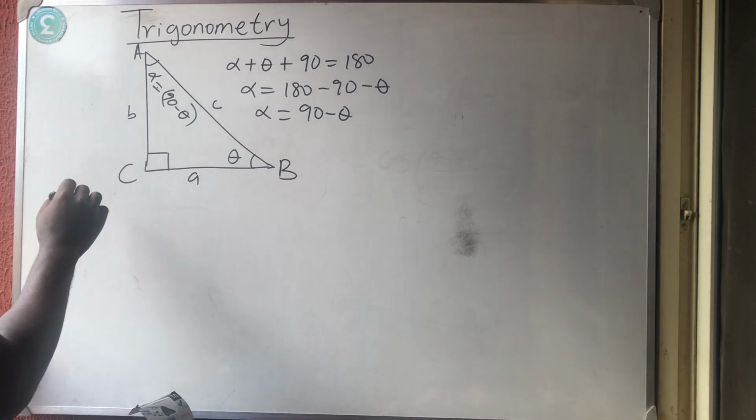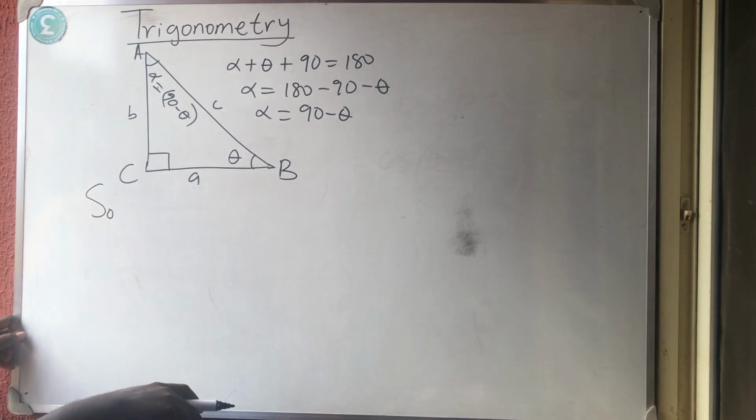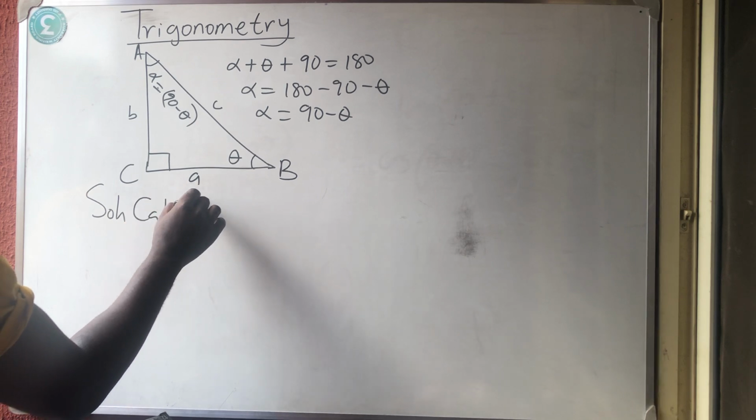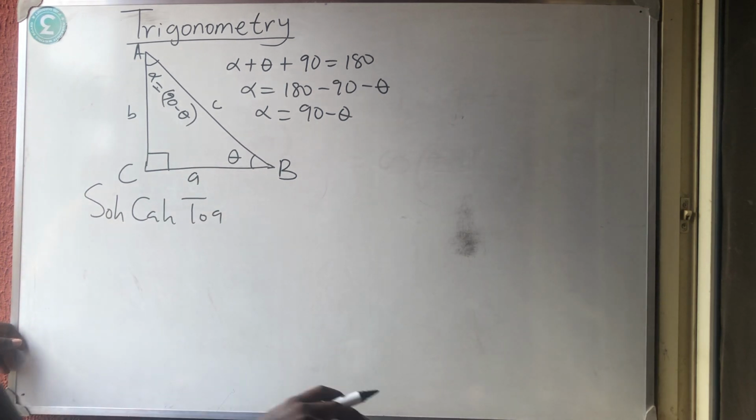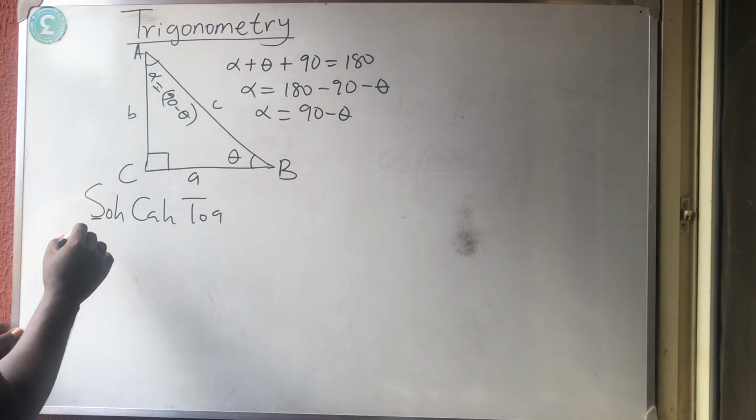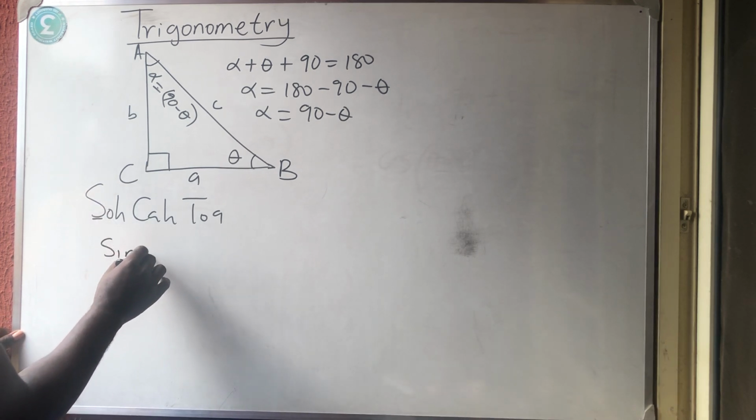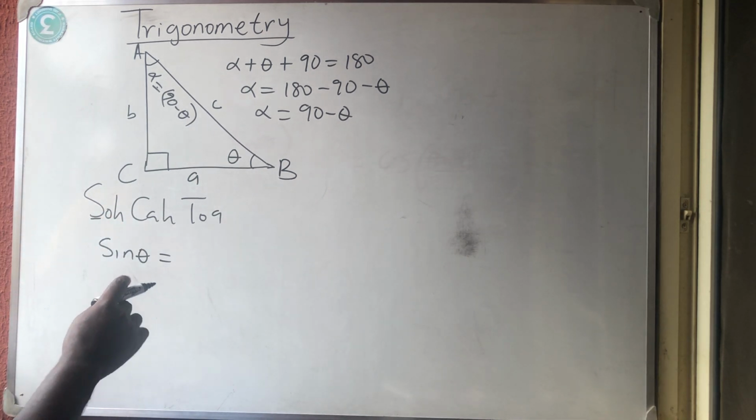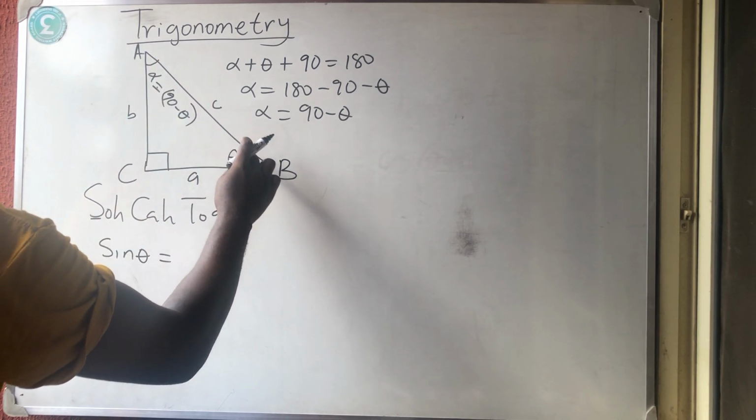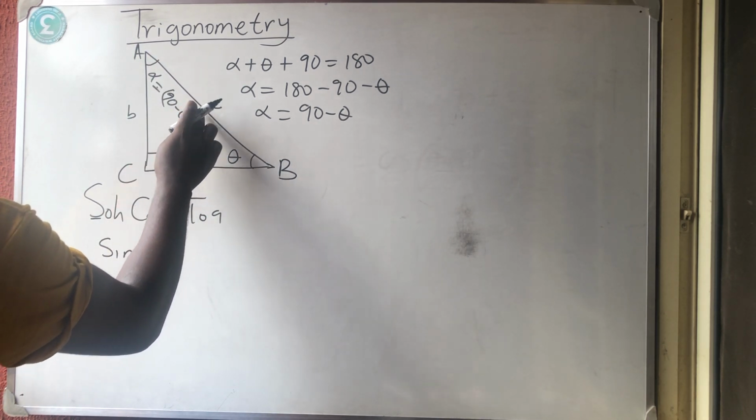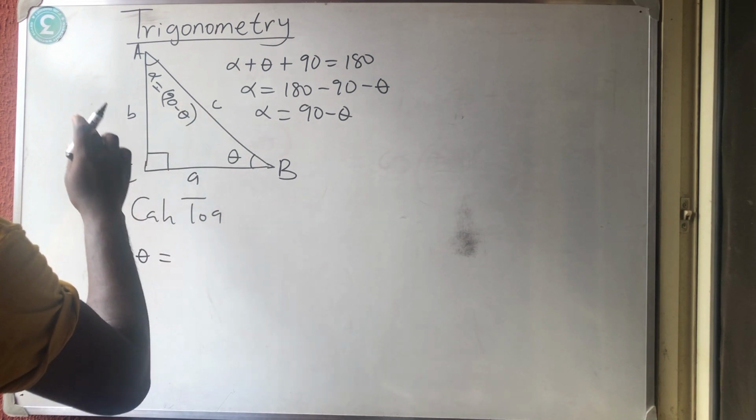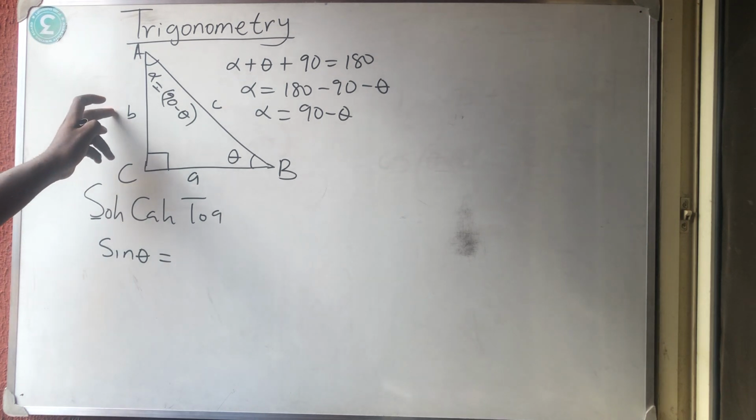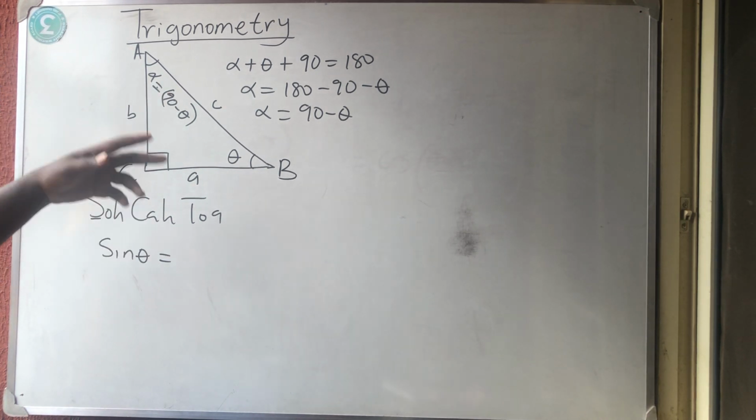So let's use SohCahToa to find the sides of this angle. Now this S means sine. Okay, this is sine, and if I have sine theta is equal to what? Opposite over hypotenuse. How do you know opposite? Okay, now hypotenuse is the longest side, or the side that is opposite the 90 degrees. Any side that is opposite the 90 degrees is the longest side, and which is called the hypotenuse. But any side that is opposite the angle you are talking about is now the opposite.